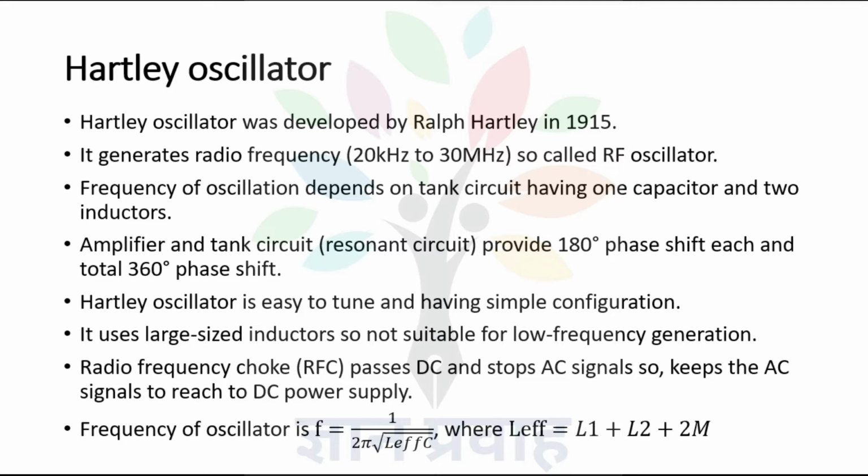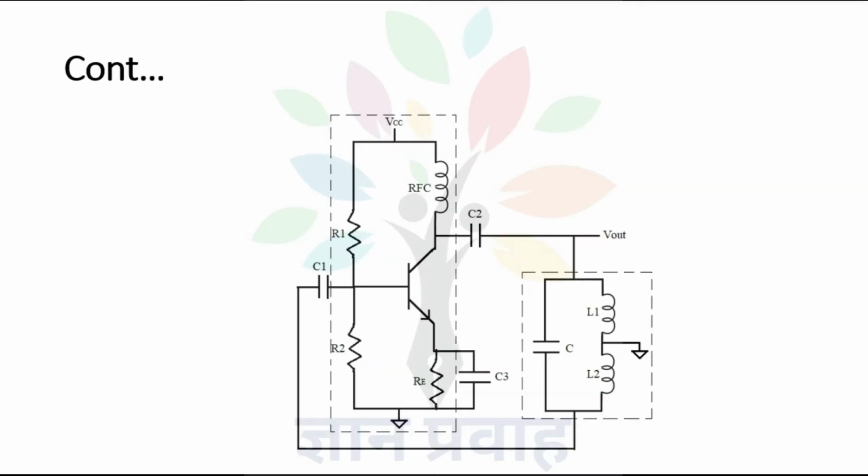And here the frequency of oscillation is 1 upon 2 pi root L effective C, and here L effective is L1 plus L2 plus 2M. L1 and L2 are the inductances of the two inductors and M is the mutual inductance. C is the capacitance of the capacitor. The schematic arrangement for Hartley oscillator is given here.